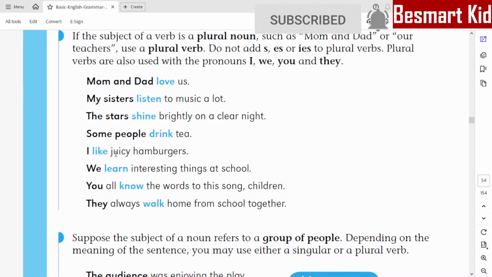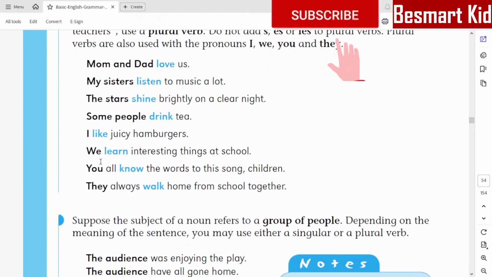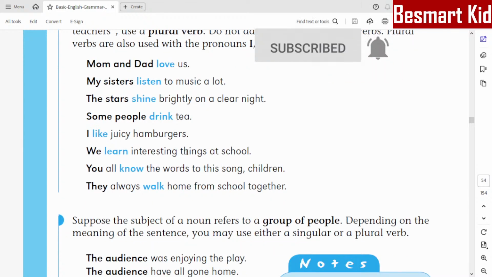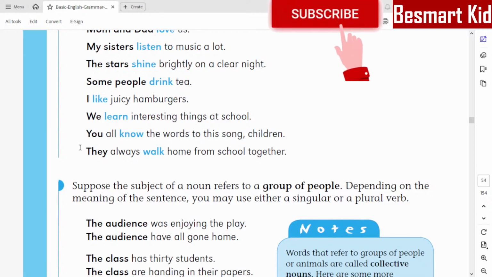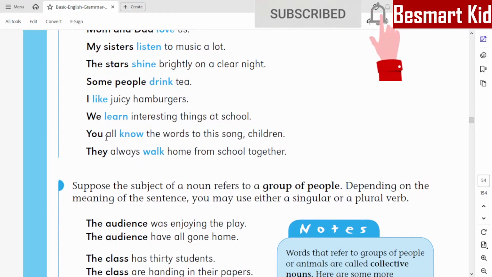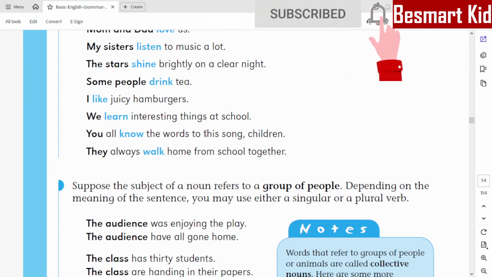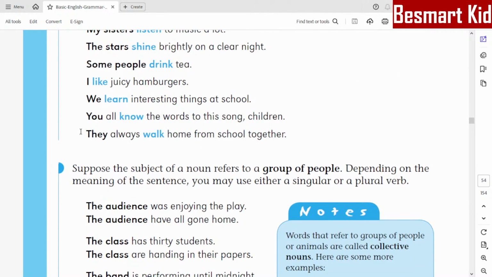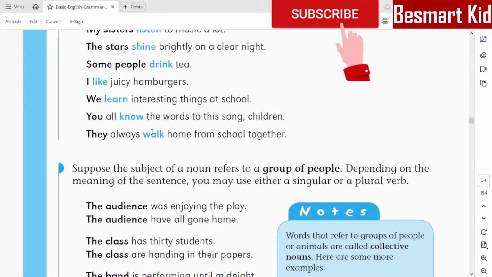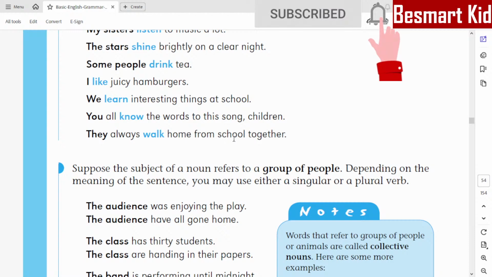I like juicy hamburgers. We learn interesting things at school. You all know the words to this song, children. They always walk home from school together.